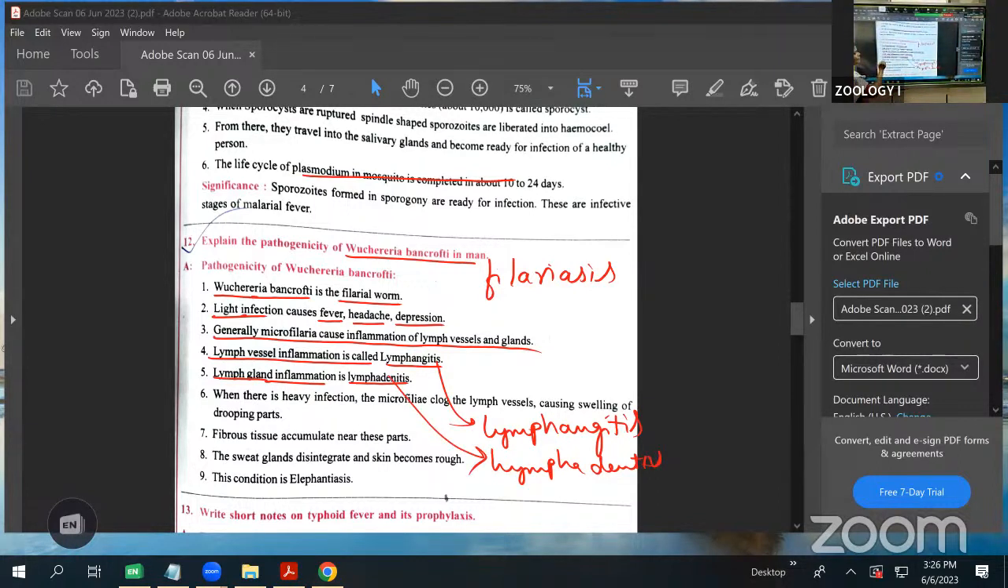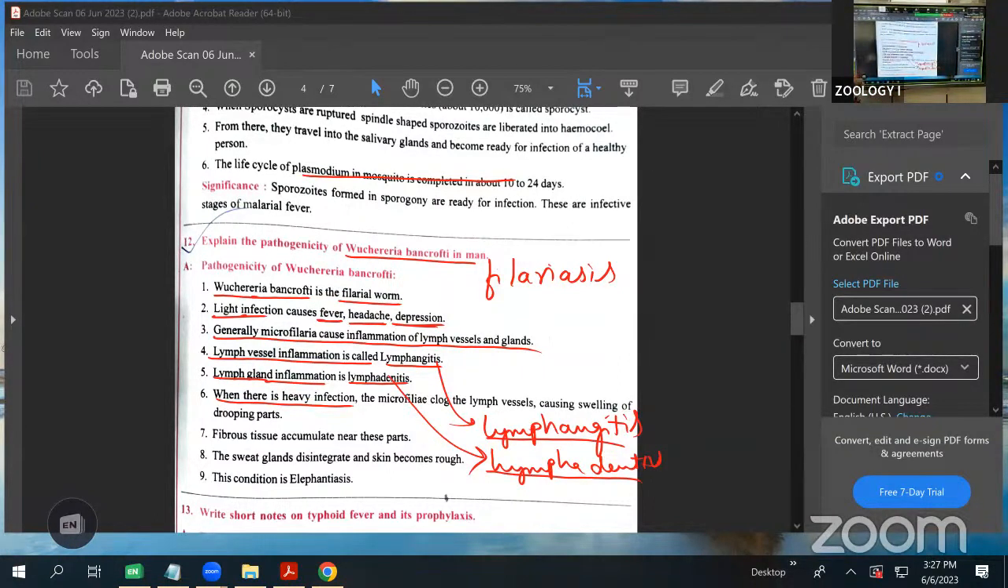Next, these occur at the time of light infection. In a light infection, fever, headache and depression will occur. Inside the lymph vessels, the inflammation is lymphangitis. Inside the lymph glands, the inflammation is lymphadenitis.